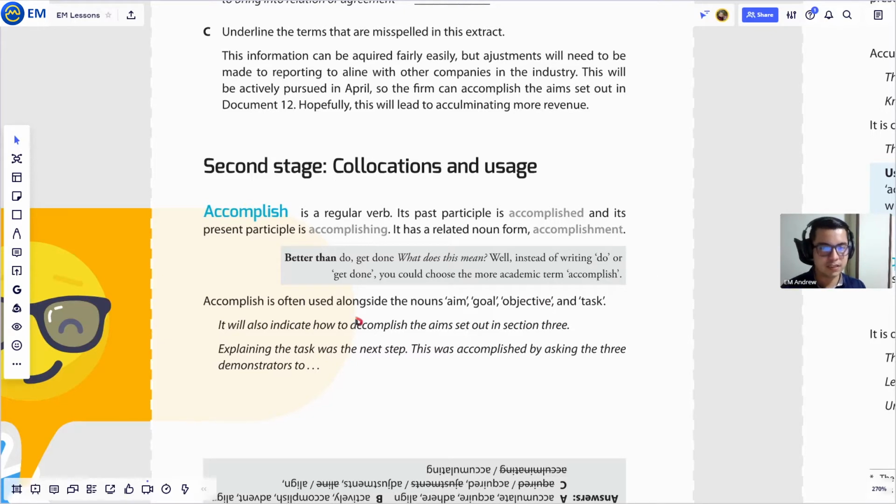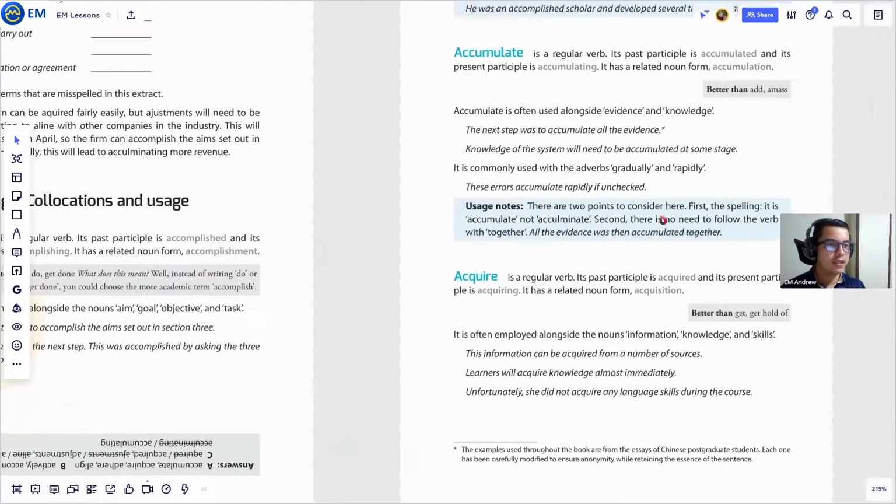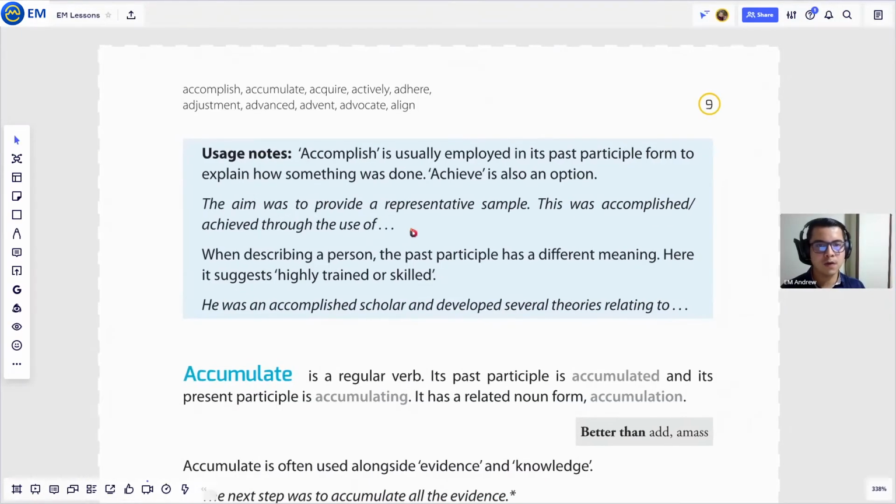So let's have a look at this. Look, accomplish is often used alongside the nouns aim, goal, objective, and task. Now, for example, it will also indicate how to accomplish the aims set out in section 3. Explaining the task was the next step. This was accomplished by asking the 3 demonstrators to. Now, over here we have some notes.